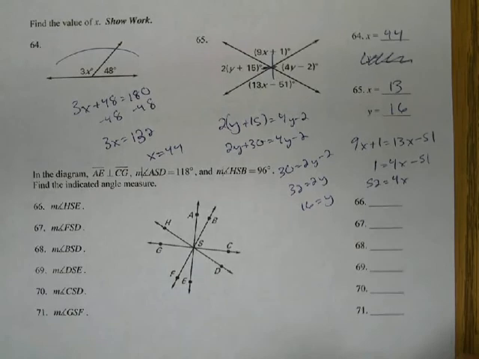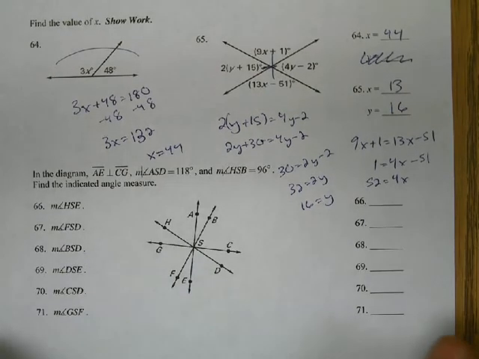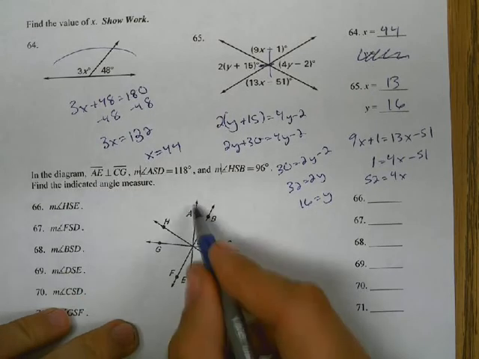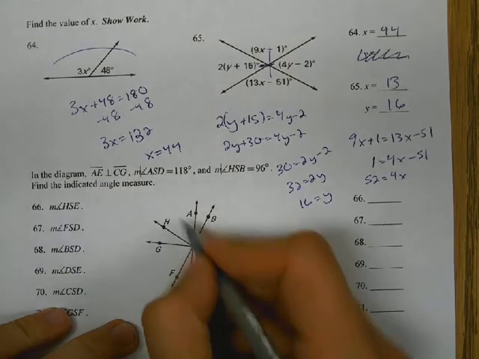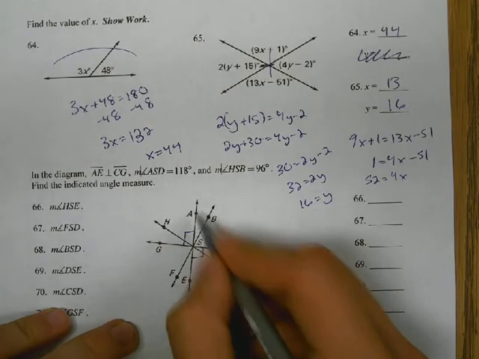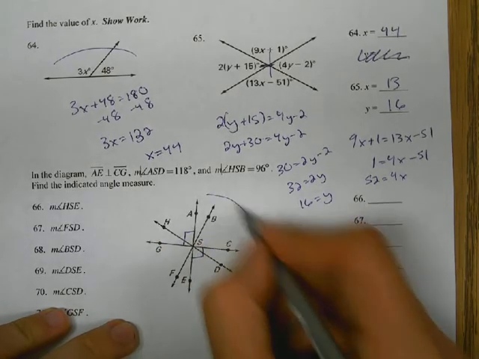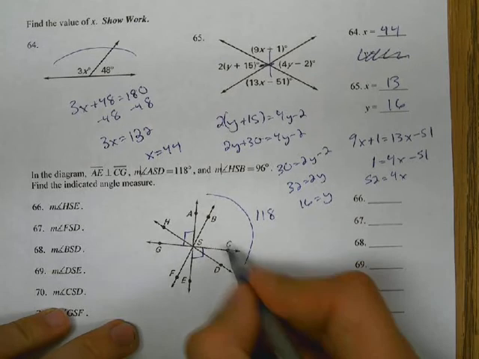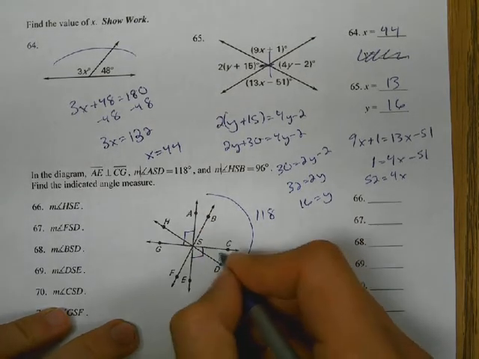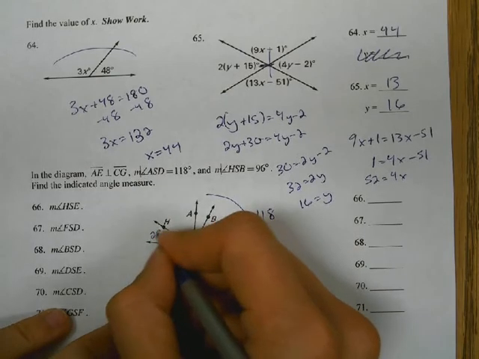Now this one, I'm going to fill out all the numbers, and then I'm just going to answer the question second. So, first of all, it says AE is perpendicular to CG. That makes all of these 90-degree angles. I'll just do 2 of them. ASD is equal to 118. That gives us the fact that if this is 90 and the whole thing is 118, that makes this 28. Vertical angles will make that 28.